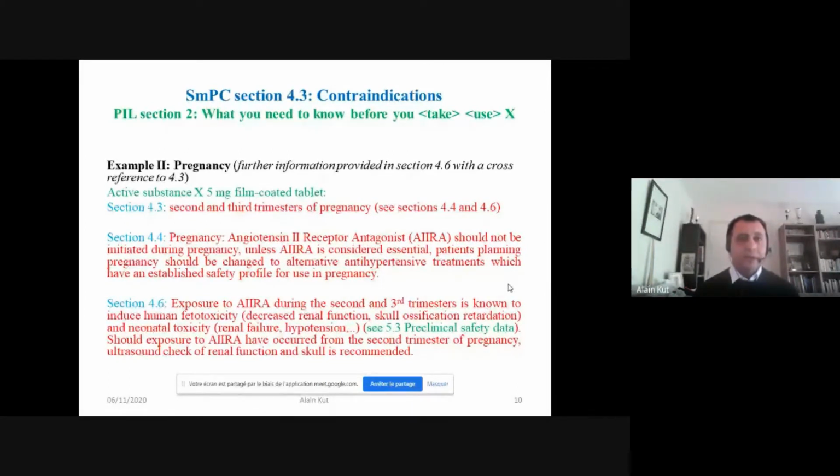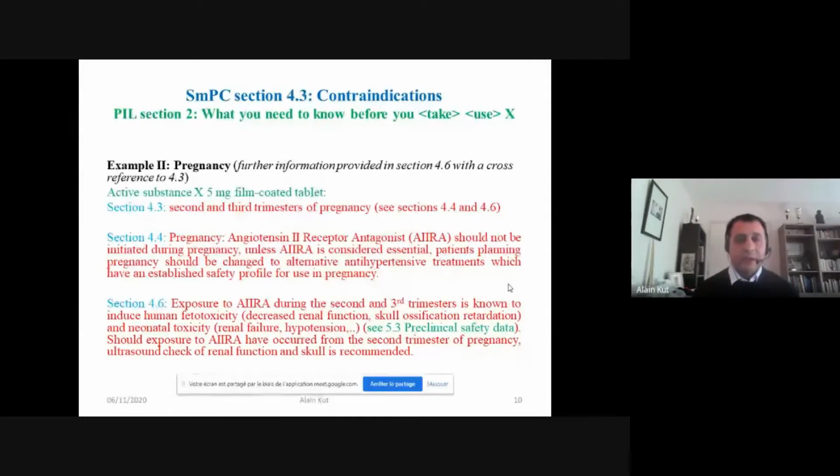For instance, in pregnancy, angiotensin II receptor antagonists should not be initiated during pregnancy unless it's considered essential. And it was advised that patients planning pregnancy should be changed to an alternative antihypertensive treatment for which the safety profile is established. The same information can be cross-referenced in 4.6, which is fertility, pregnancy, and breastfeeding.